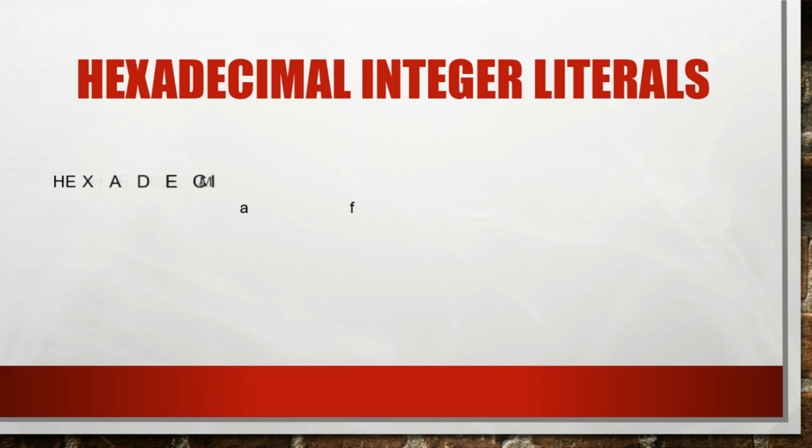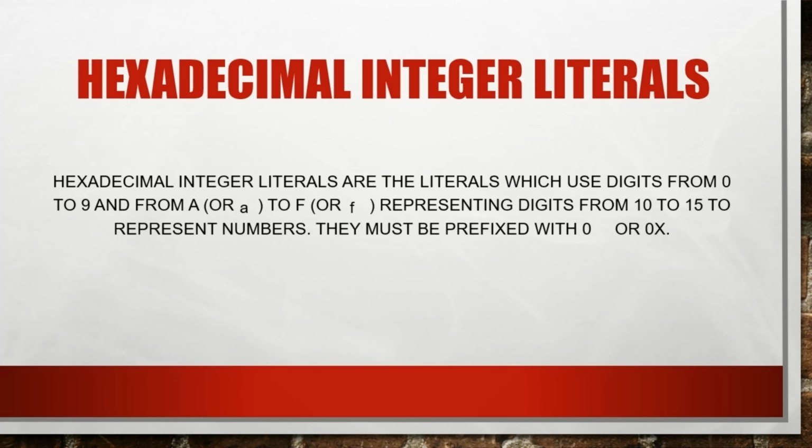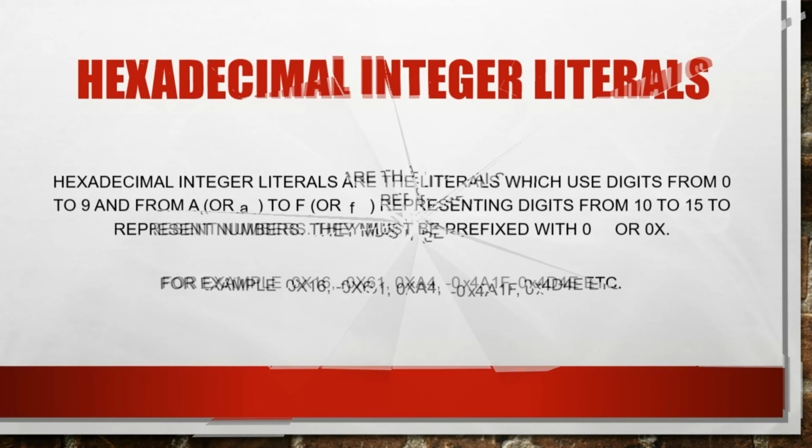Then, hexadecimal integer literals. Hexadecimal integer literals are the literals which use digits from 0 to 9 and from A to F, representing digits from 10 to 15, to represent numbers. They must be prefixed with 0x. For example, 0x16, 0x4d4e, etc.